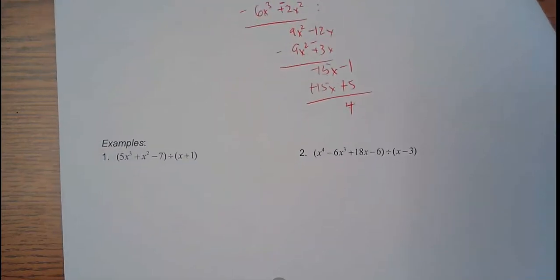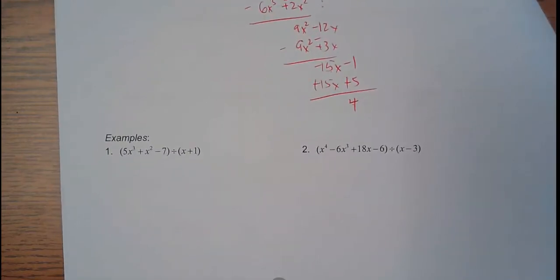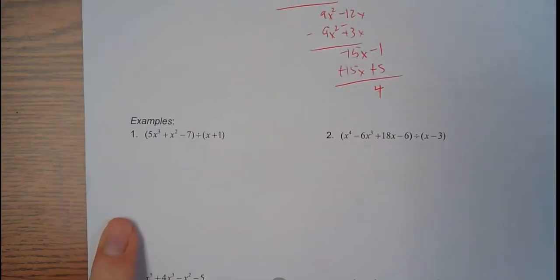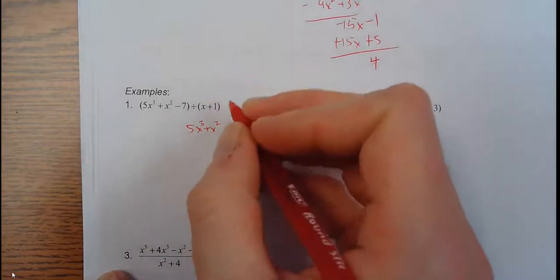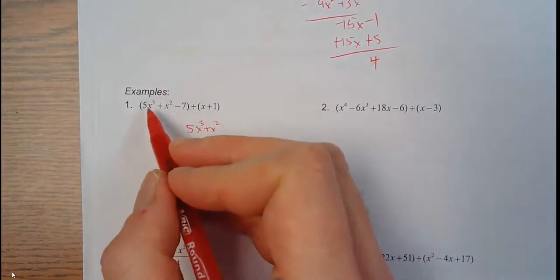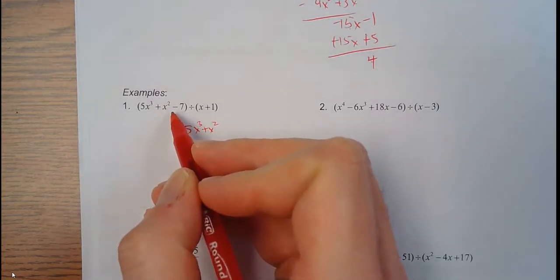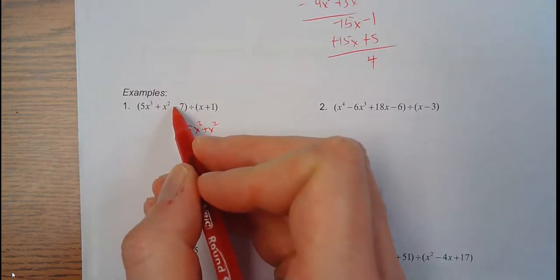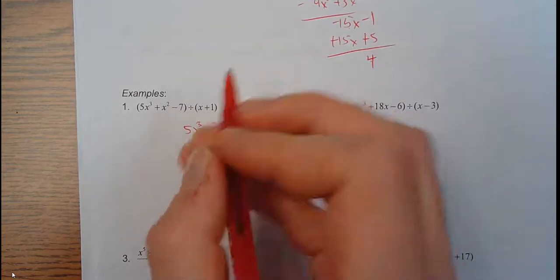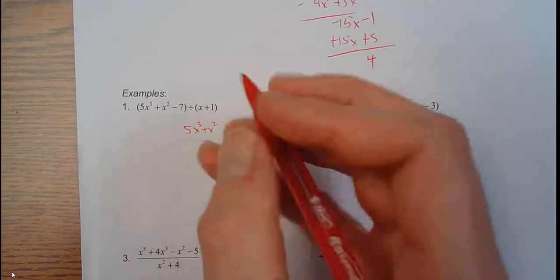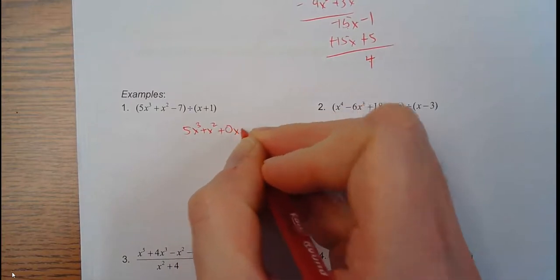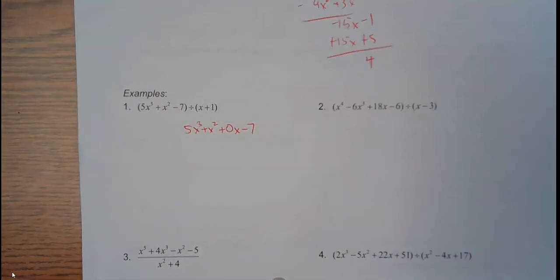Let's see here. So let's try number 1. And I do want to point out there is something missing here. There's an x cubed, an x squared, and there's no x. Okay. What that means is I need to put a filler in for the x term. So if there's no x terms there, how many x terms are there? Well, there's 0 x terms. Okay, so we got to put a filler in there.